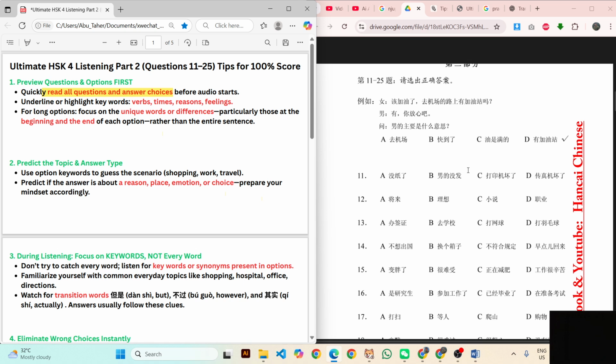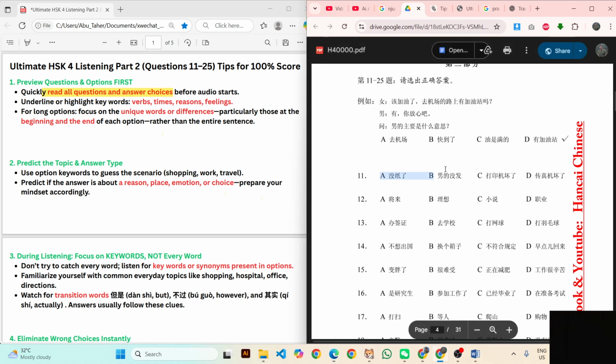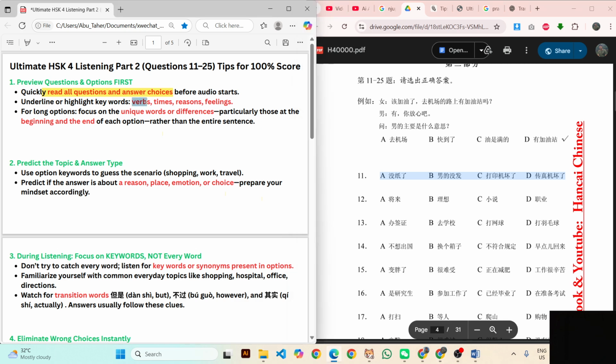So when you read the options, which words do you need to focus on? You need to focus on the verb, and this is the important keyword. Verb, noun, adjective, and time are important keywords. You have to focus on these keywords. The first one is verb. If there is no verb, then focus on the noun. And maybe some questions have only an adjective, and then you have to focus on the adjective.